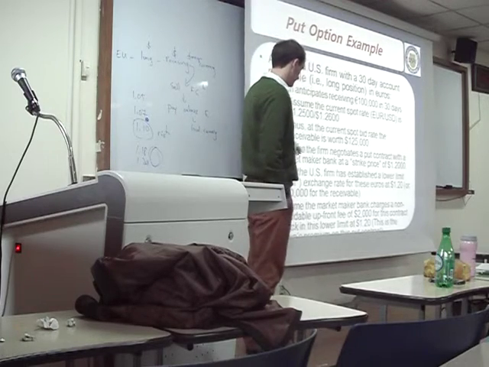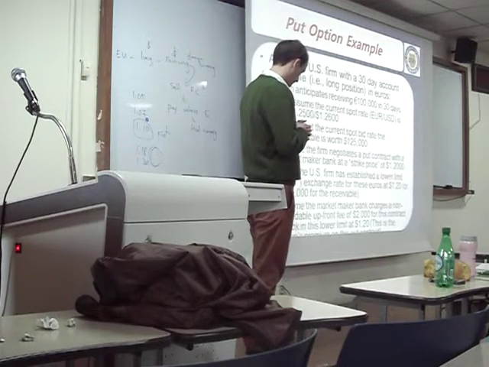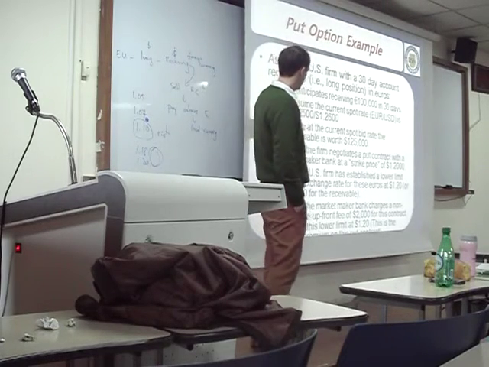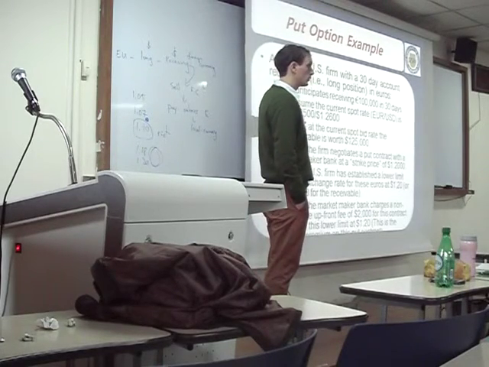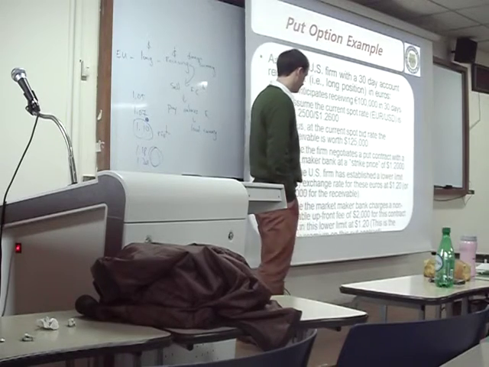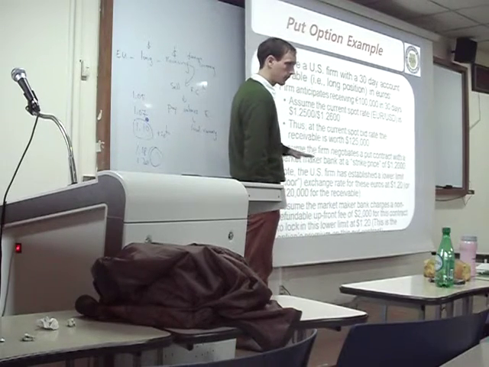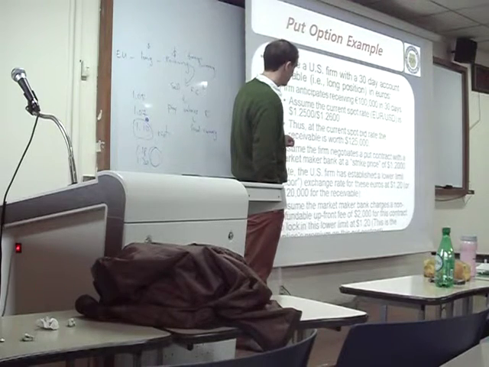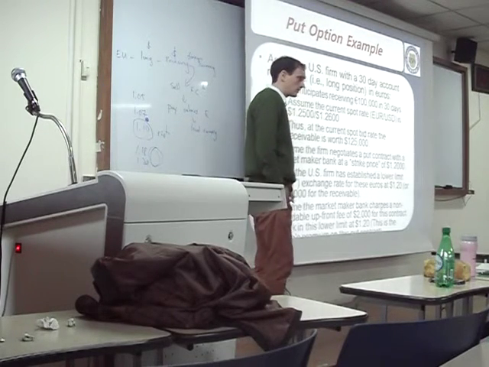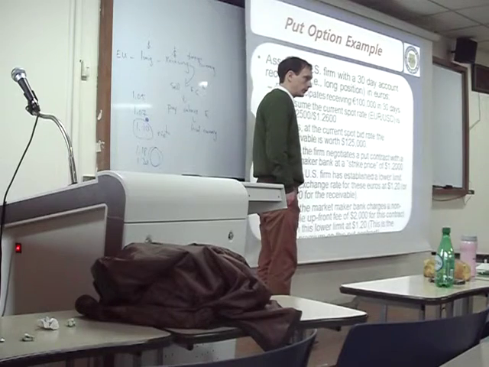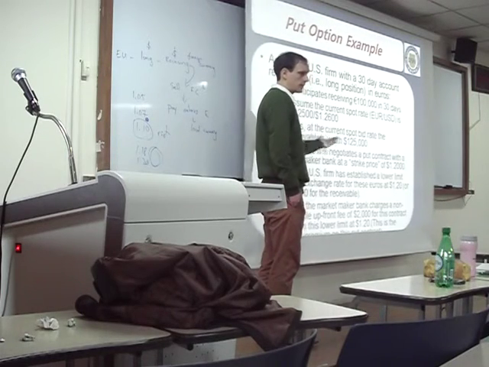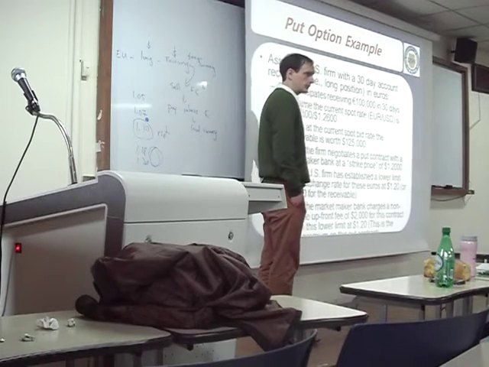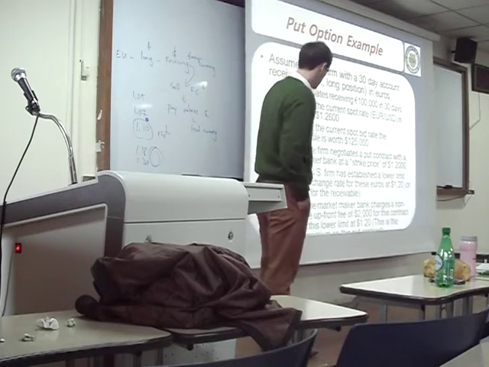So this firm negotiates a contract with a market maker bank at a strike price of 1.20. So the strike price is not 1.25, it's 1.20. That is a lower limit. Do you understand lower limit? That means that at the very least, we are going to receive $120,000. That's our worst case scenario now. Before, our worst case scenario was it could go down to 110. We'd only get $110,000.